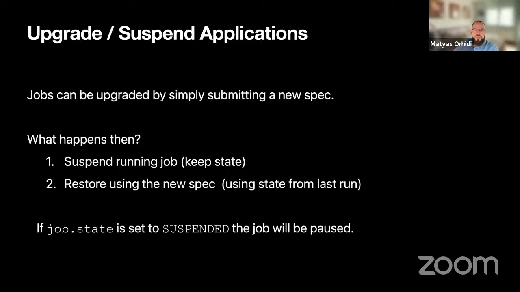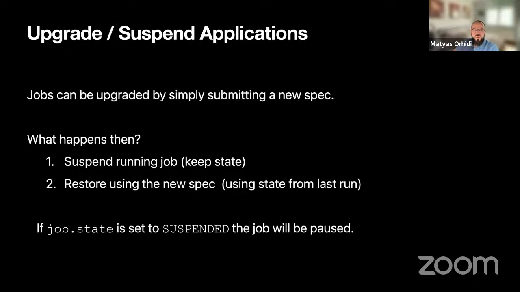So Flink jobs can be upgraded by simply submitting a new spec to the Kubernetes cluster, as we saw in the demo. The operator will detect the change and will suspend the job first, keeping the old state if instructed in the specification, and then it will try to restore the job using the new spec and the old state if it is available. And this happens automatically in a single operation.